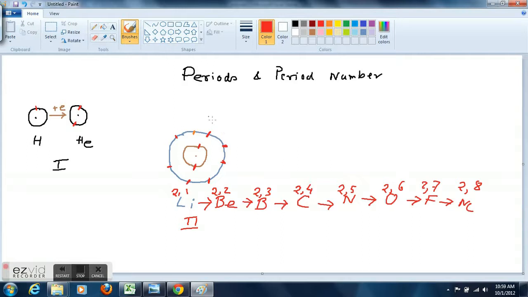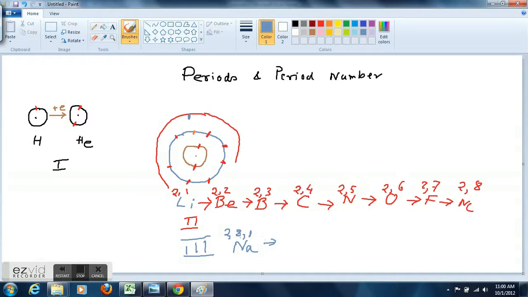Now let us discuss period 3. All elements in period 3 have 3 shells. The outermost shell is the third shell. The first element in this period is sodium, which has only 1 electron in the outermost shell. For sodium, the first shell has 2 electrons, the second shell has 8 electrons, and the third shell has only 1 electron. So its electronic configuration is 2, 8, 1.